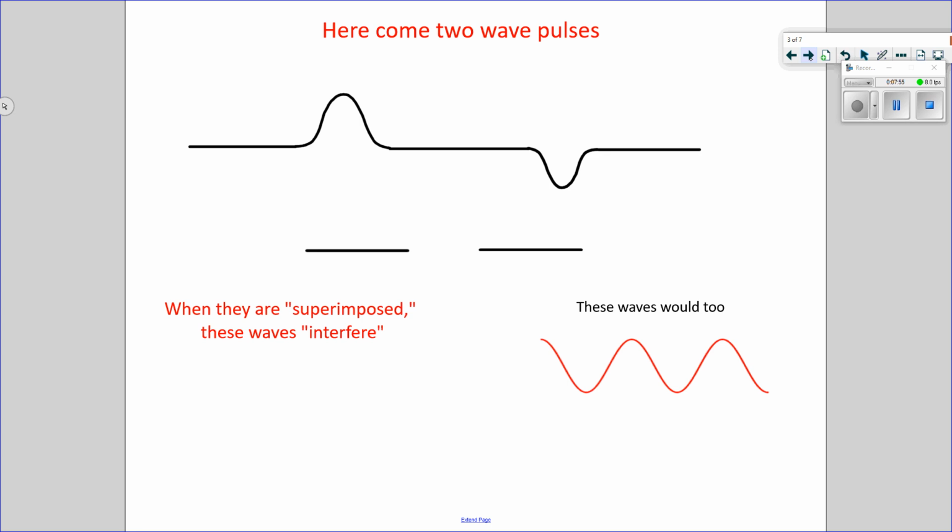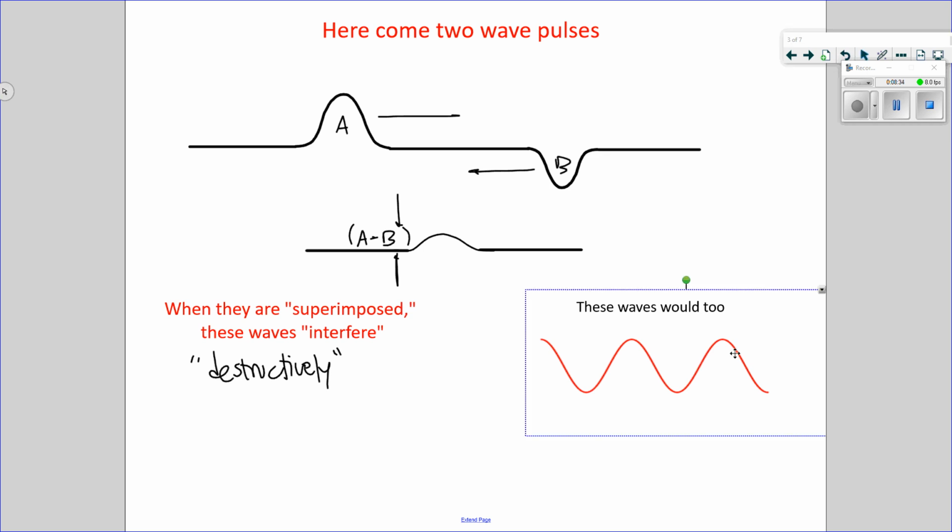As opposed to, here comes a peak approaching a trough. This one with A, this one with B. What you get here is that these two things would interfere and give a result something like that, where this amplitude is A minus B. And these things, when they are superimposed, interfere in what we call destructive interference. Just like these two waves would interfere destructively.